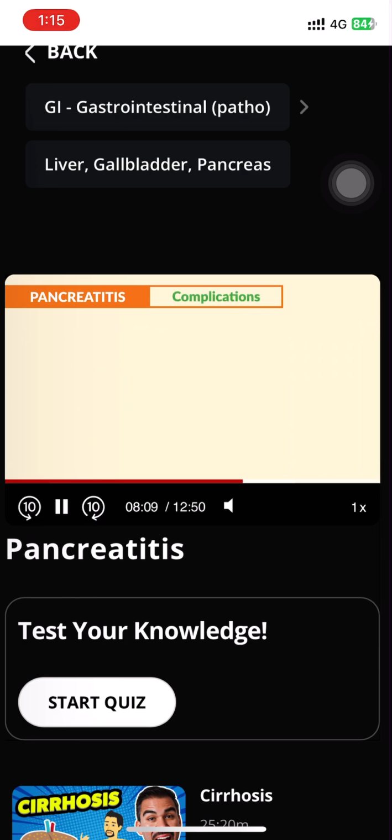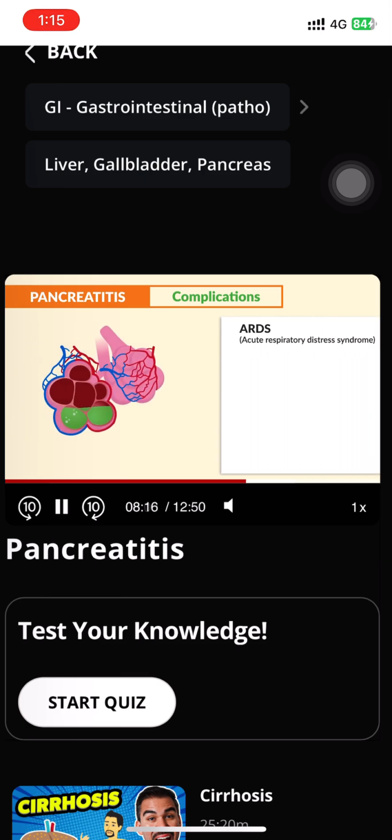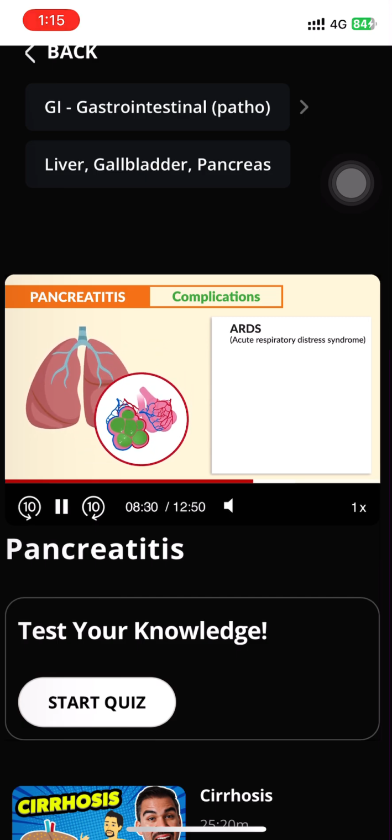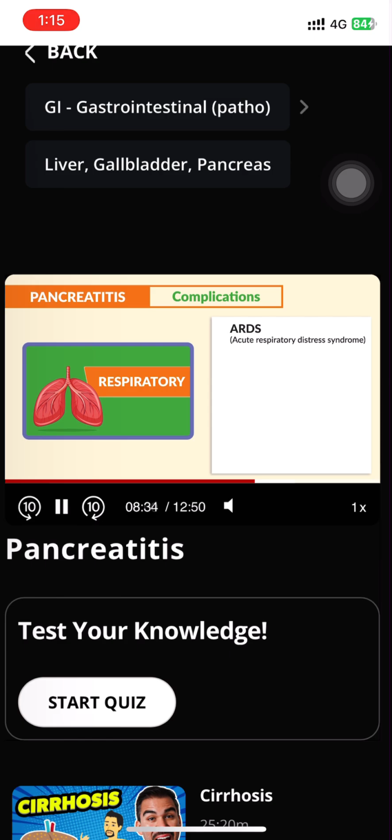Now, in terms of complications, typically the most deadly are the most tested. So, number one, write it down, is ARDS, acute respiratory distress syndrome. Many students get this wrong. This typically results from massive inflammation all over the body that can lead to leaky blood vessels, filling up the alveoli inside the lungs with fluid, which we cover more in detail in the respiratory course.